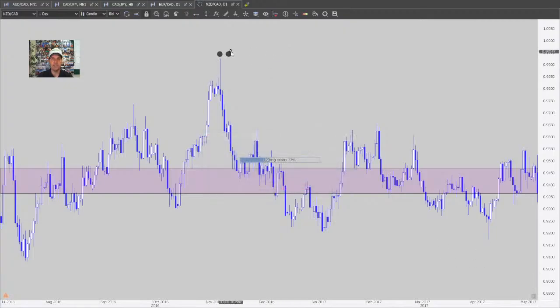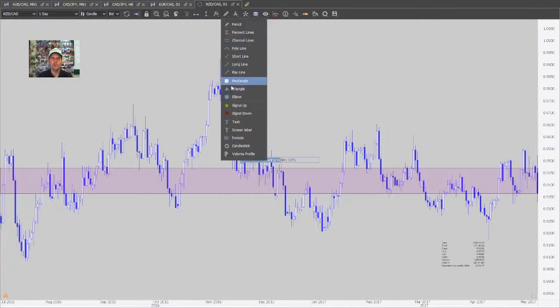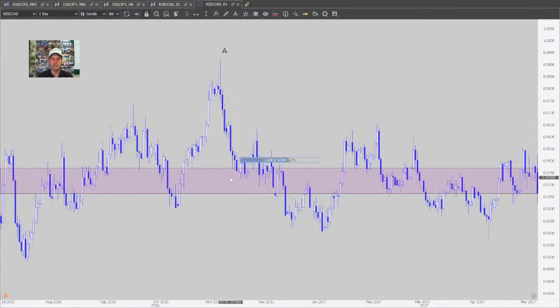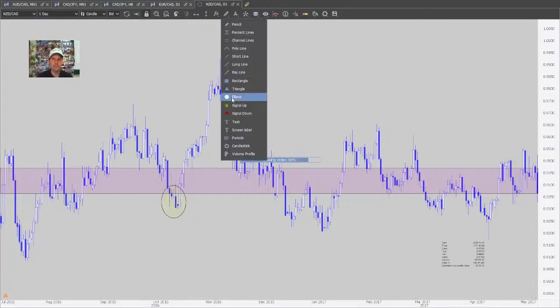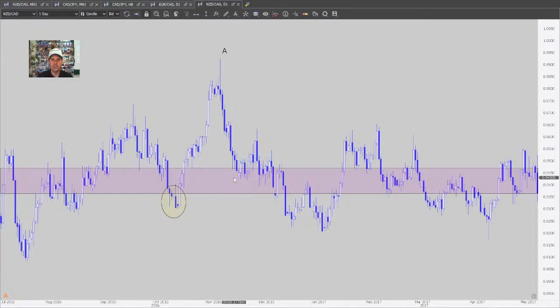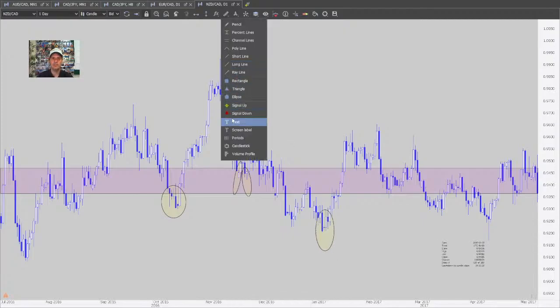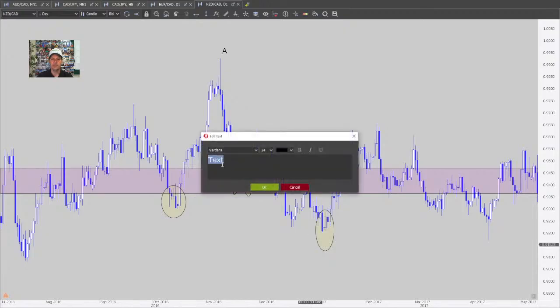That's the A. Which one is our B? Is the first circle our B? Is the second circle our B? Is the third circle our B? Attention to the detail. Or is the fourth circle our B?